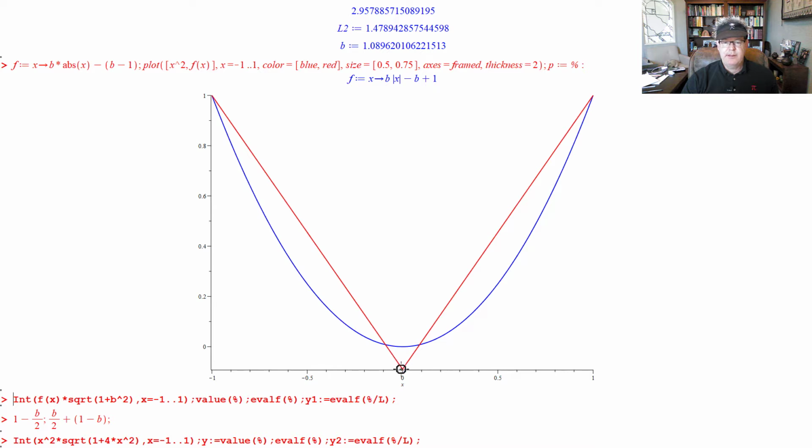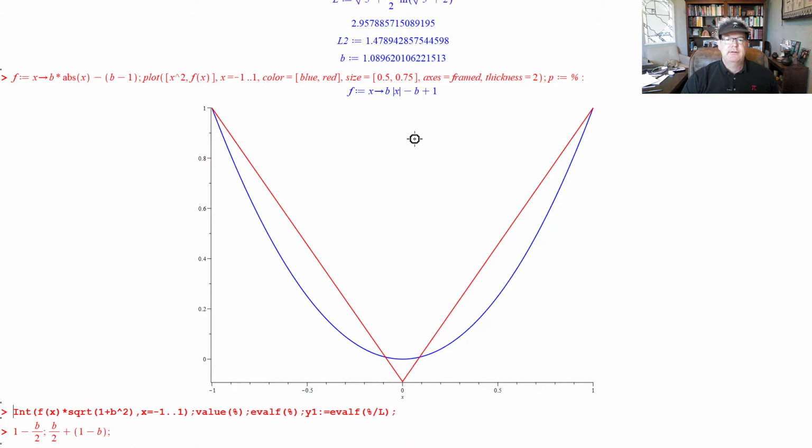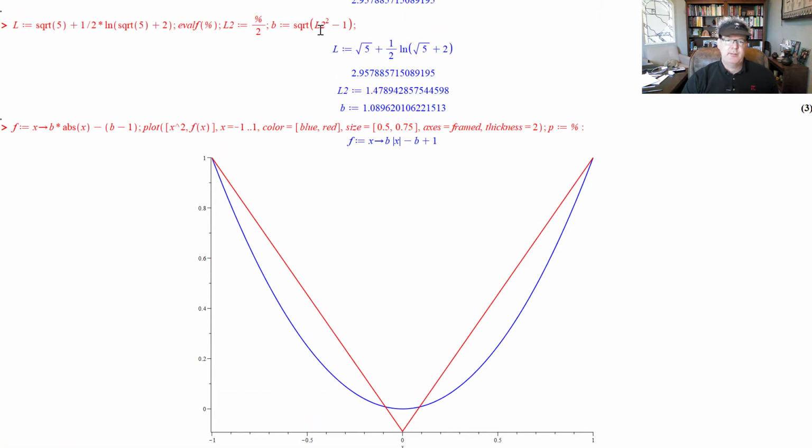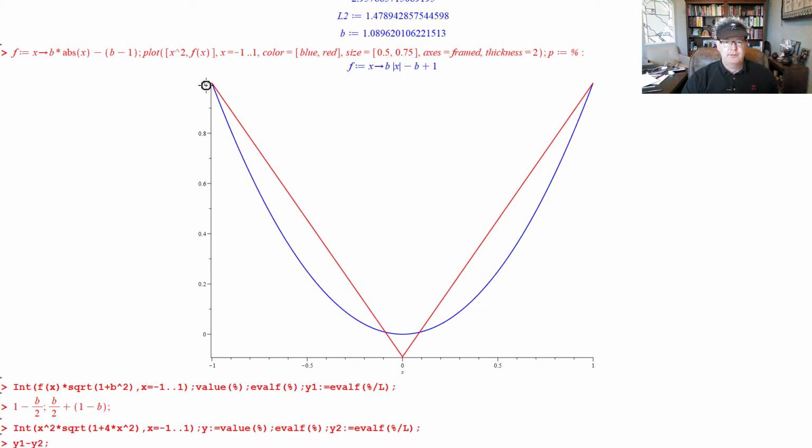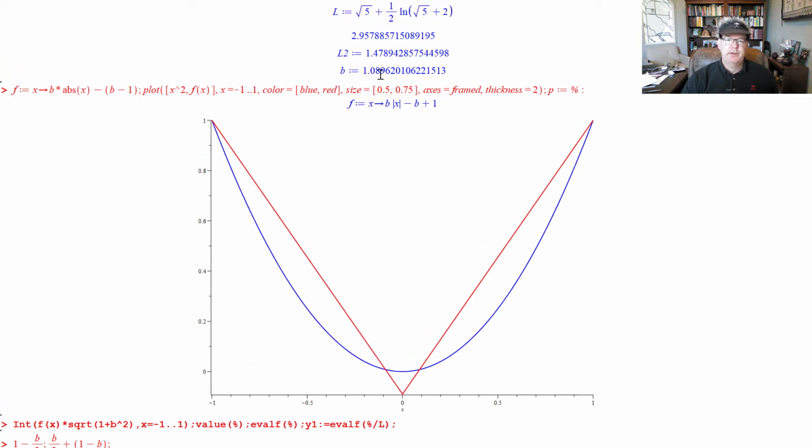That's this value here, and it's the hypotenuse where one side has length 1, right? If we go from -1 to 0, that has length 1, and then this height I called b. So b squared plus 1 squared is L squared, and so that's how I solve for b. It's the square root of that hypotenuse squared minus 1. So this vertical amount is b, 1.09 almost. And so you can see I have the equation then, b times absolute value of x minus b plus 1 gives me that absolute value. It'll have the same length.